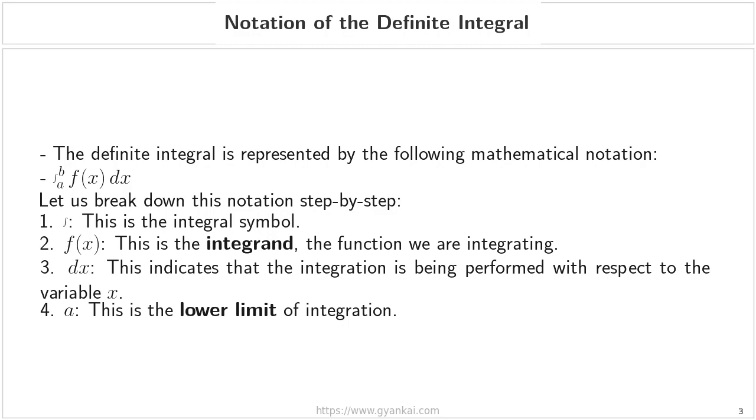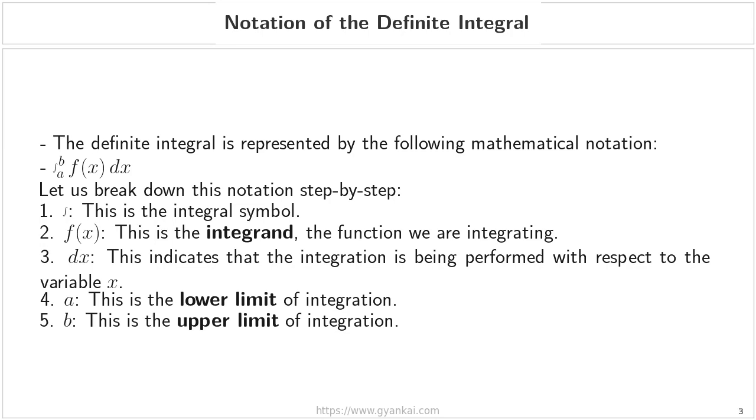Now let's look at the limits of integration. We have a at the bottom and b at the top. A represents the lower limit of integration. It's the starting point of our interval. And b is the upper limit of integration. It's where we stop integrating. These limits define the specific interval over which we're calculating the definite integral.